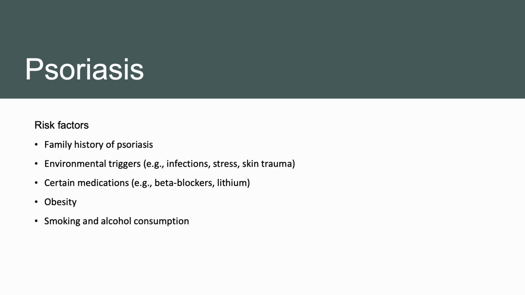Key players in the pathogenesis include T cells, dendritic cells, and inflammatory cytokines such as TNF-alpha, IL-17, and IL-23. It can run in families. There are environmental triggers such as infections, stress, and skin trauma. Certain medications can trigger it, such as beta blockers or lithium. Obesity and smoking or alcohol consumption are risk factors.